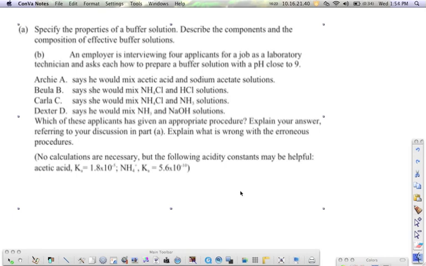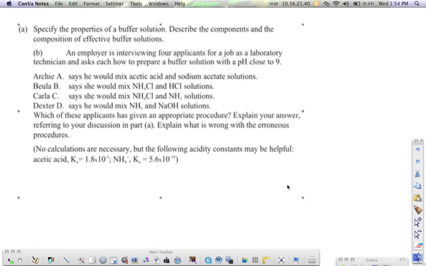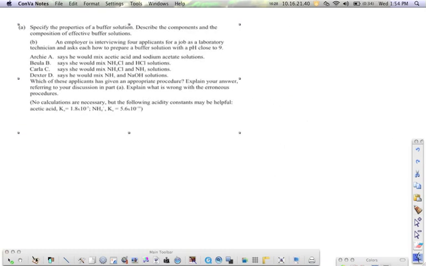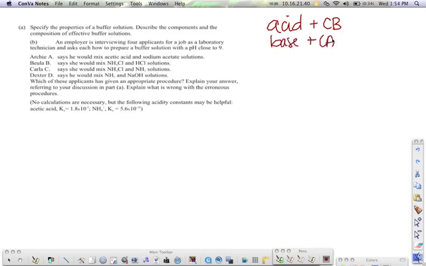Well, a buffer solution is going to be an acid plus its conjugate base, or it could be a base plus its conjugate acid of some kind. And it's a solution that resists changes in pH when small amounts of a strong acid or a strong base are added. The reason that it works like that is because the acid in the buffer can help neutralize whatever base is added, and the base in the buffer can help neutralize whatever acid is added. So that leads us to B.